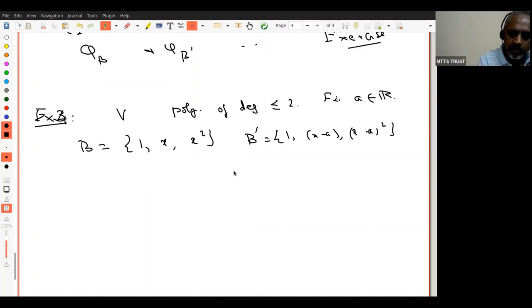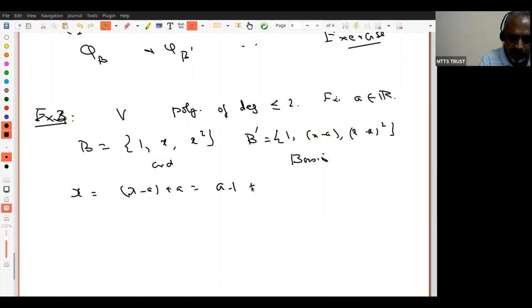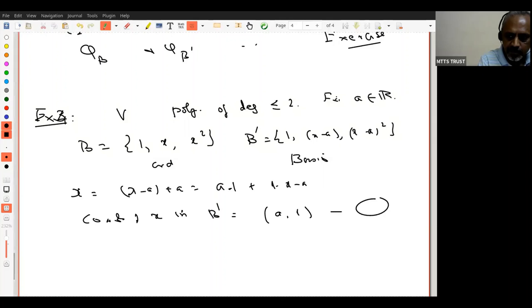Okay, now I want to say this is a basis. Okay, again these are ordered bases. This is the first, second, third. This is the first, second, third. Now notice that x I want to write in terms of this new basis B dash. How will I write it? It's very clear, x minus a plus a. So I can write it as a times 1 plus 1 times (x minus a). Therefore the coordinates of f in B dash are a and 1. Do you understand this? Are you happy?